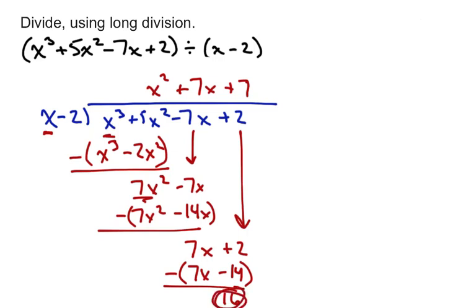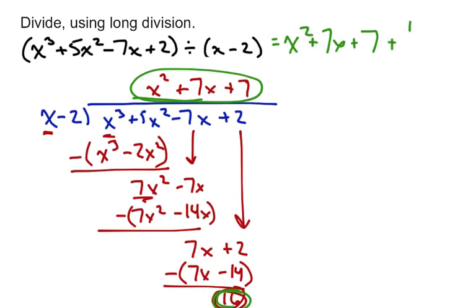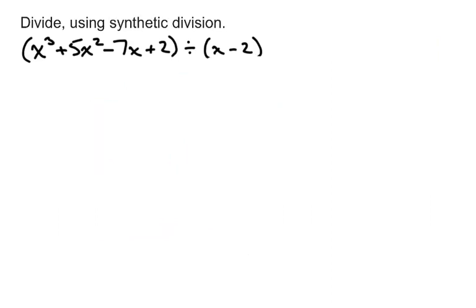There we have a remainder. So our solution is going to be right here, that polynomial with this remainder. So we could rewrite our solution as x squared plus 7x plus 7 plus our remainder over x minus 2. Now we can do that synthetically as well.